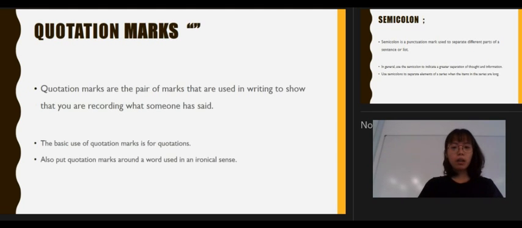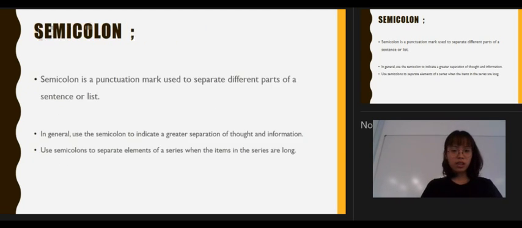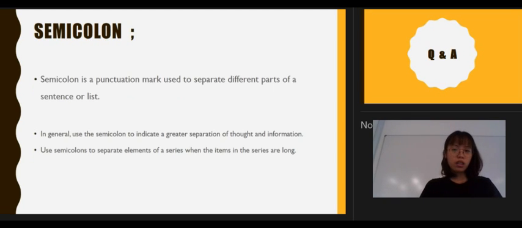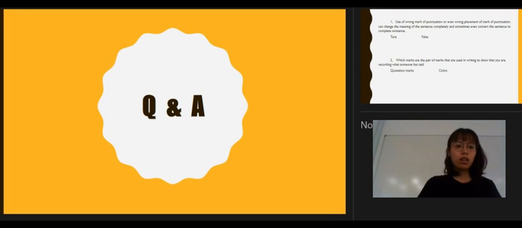And the quotation marks are a pair of marks that are used in writing to show that you are recording what someone has said. The basic use of quotation marks is for quotations. Also put quotation marks around a word used in an unusual sense. The semicolon is the punctuation mark used to separate different parts of a sentence or list. In journalism, use it to indicate a greater separation of source and information, and use it to separate elements in a series when the items are long.